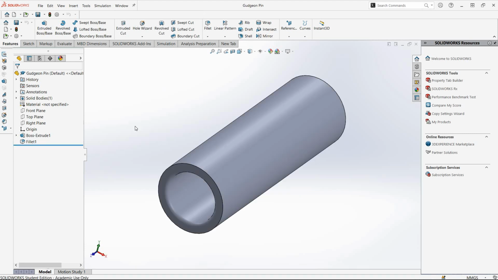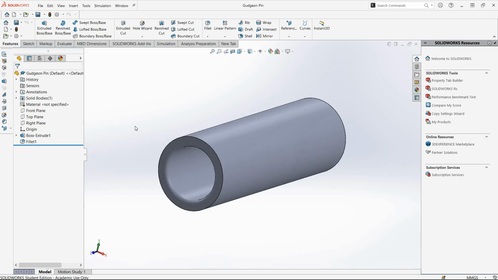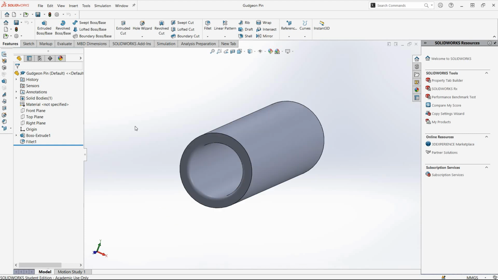Gudgeon pin? I cannot pronounce that for the life of me. Anyway, this essentially slides into the hole you saw in the piston. It connects the piston and the connecting rod together, so it allows for connection, while also allowing the connecting rod to rotate, because as the crankshaft rotates, there will be some rotation of the connecting rod.